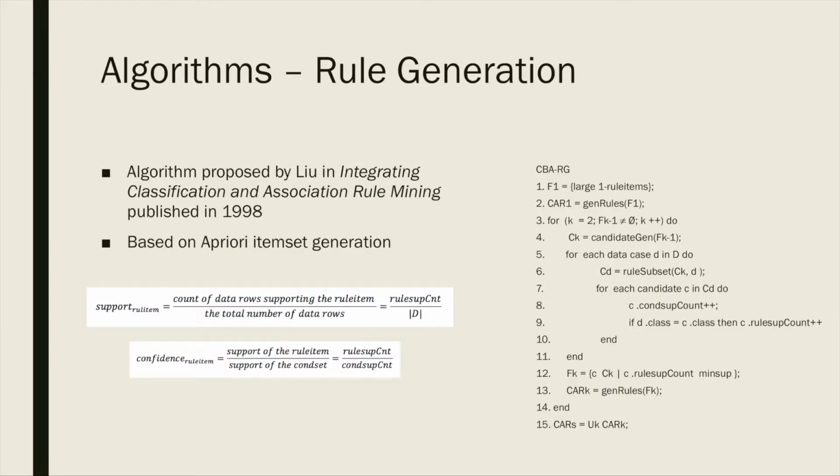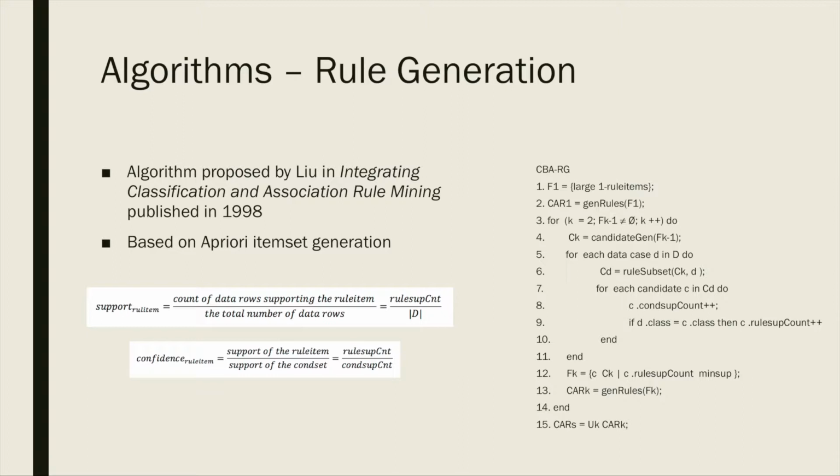So getting into the actual algorithms now, first the algorithm implemented for rule set generation will be discussed. This algorithm was proposed by Liu and is called CBA-RG, which stands for Classification Based on Association Rule Generation. It's very similar to the a priori item set generation algorithm. One main difference, though, is that this algorithm creates frequent rule sets, not frequent item sets.